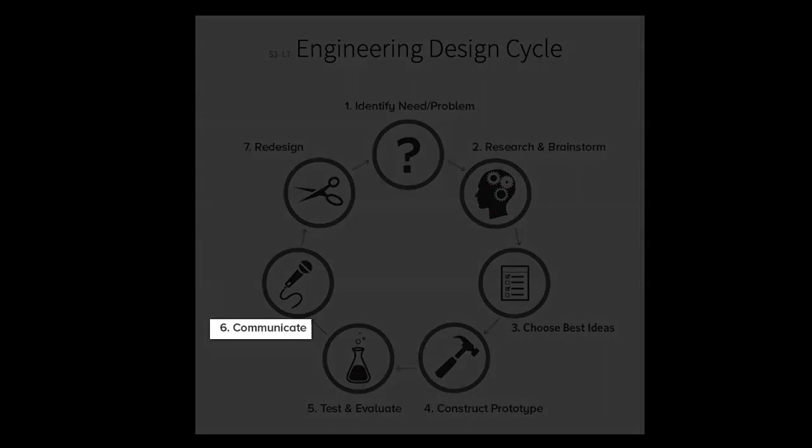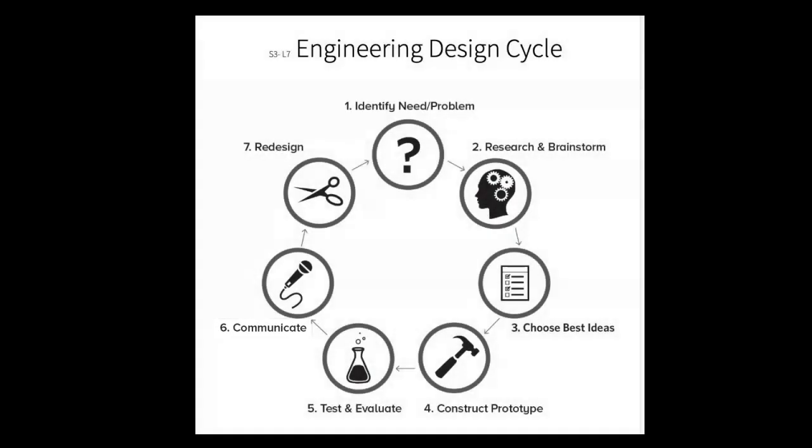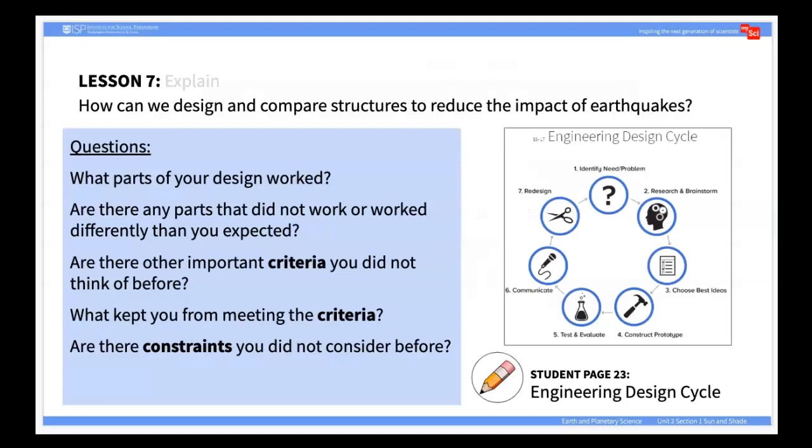Students will communicate their initial findings to the class. They should describe what parts of their design worked, what did not work, or what worked differently than expected, and if there are any other important criteria or constraints to consider. Other student groups should provide feedback for each design.